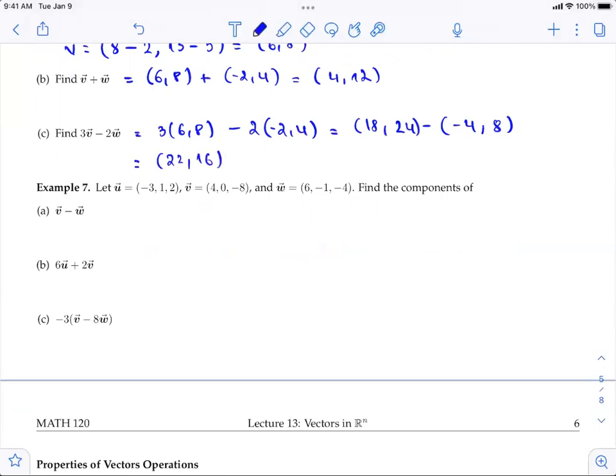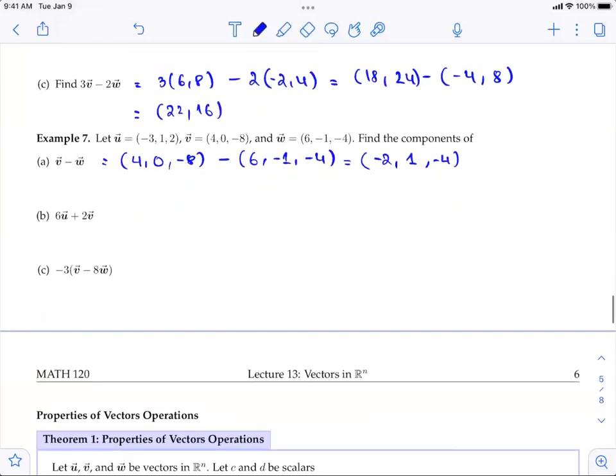And the last example here, you want to find the components of these vectors. So v minus w. v is equal to 4, 0, 8, minus 6, -1, -4. So 4 minus 6 is -2. 0 minus -1 is +1. And the last component, 8 minus -4 is going to be 12.